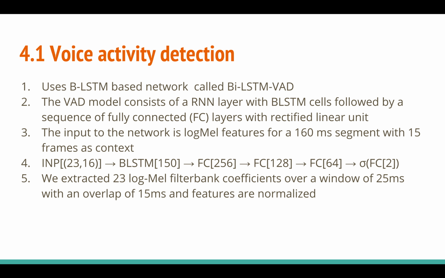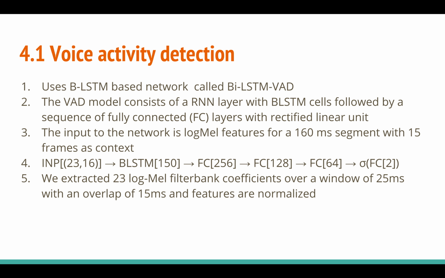So what is the voice activity detection model? We have this voice activity detection model, which is a BLSTM network. Basically it consists of RNNs, a bidirectional RNN, and on top of that we have fully connected layers with rectified linear units, and at the end we have a softmax. The input to this model is going to be log mel features, which are of dimension 23, and we take a 160 millisecond segment, which will have around 16 frames, basically 15 context frames.